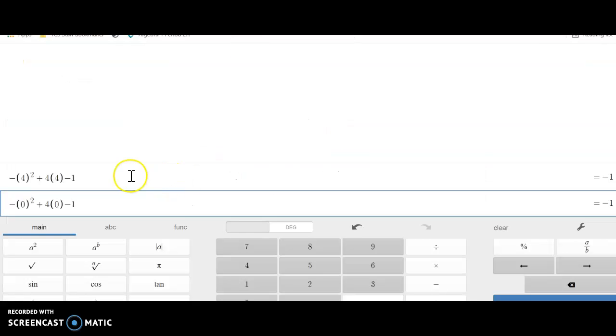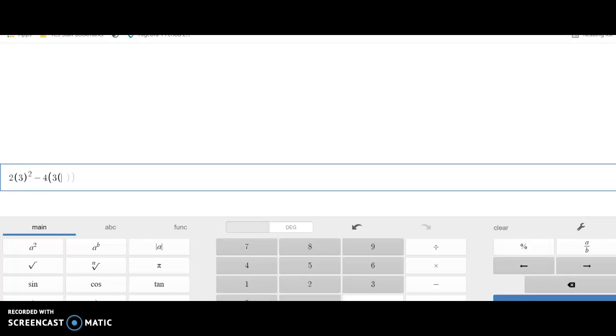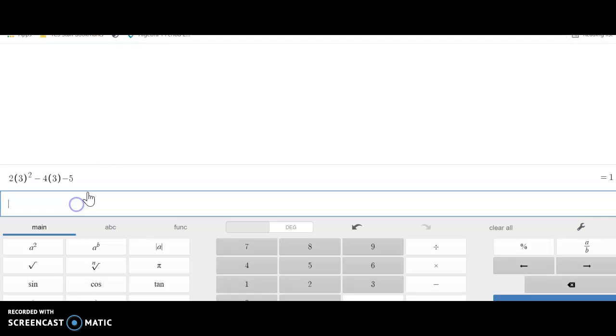So I'm going to plug those numbers into the quadratic. So we have 2, but instead of an x squared, I'm going to put a 3. And let's see, it's minus 4. Okay, so minus 4. Instead of an x, I'm going to put a 3 and then minus 5. And I get a positive 1. And I'm going to do the same thing, but I'm going to do it with a negative 1.